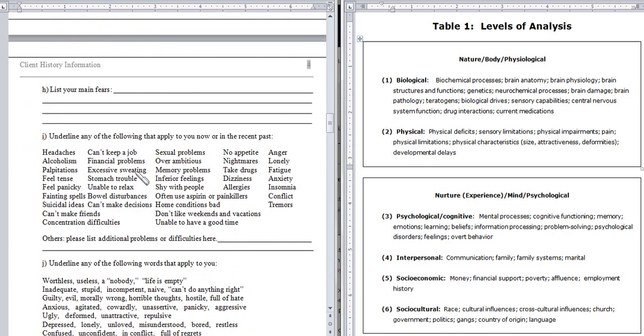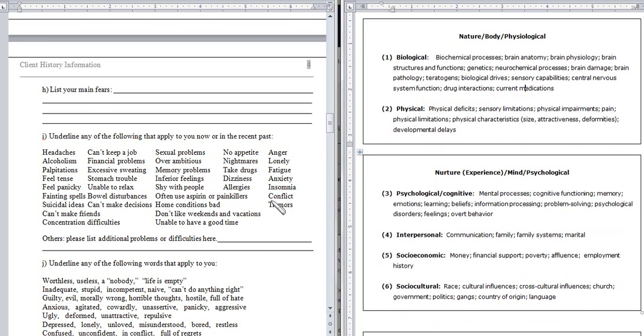Now, on the next page, we have listing your main fears, main factors that apply to you. Main fears first, and then main symptoms that apply to you. This is a very good little screening thing here, just to see what the person might underline, whether it's palpitations, feeling tense, feeling panicky. It's just a real quick screen to see what might be going on with the individual physically, psychologically, and in terms of feelings and emotions.